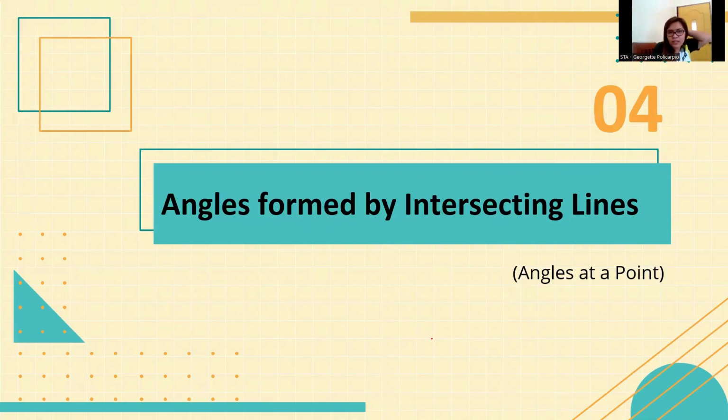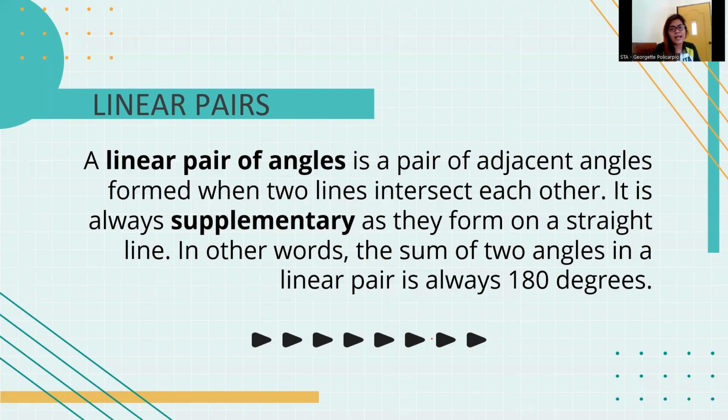So let's proceed with the angles formed by intersecting lines. Pag-uusapan din natin yung tinatawag nating angles at a point. Simple lang naman ang ibig sabihin ng angles at a point. Ibig sabihin, the given angles have a common vertex, kaya siya tinawag na angles at a point. Dalawang types of angle pairs ang mafo-form natin: the linear pair, and another is the vertical angles.